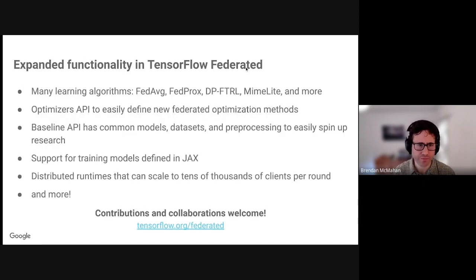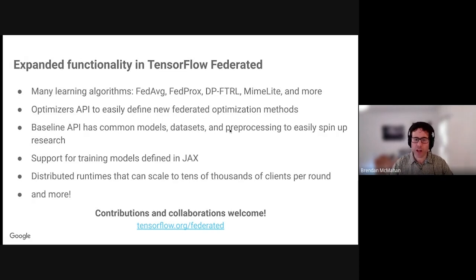And there have been a bunch of expansions in just the core functionality of TensorFlow Federated. Many new learning algorithms, general purpose optimizer APIs, baselines that make it really easy to spin up your own research and compare to a lot of work from our group and other research groups. Support for training models defined not just in TensorFlow, something we're really excited about. TensorFlow Federated, despite the name, is really quite agnostic to the underlying modeling framework. And so we'd like to see the generality of TFF continue to expand. So if this is something you're interested in, definitely reach out.